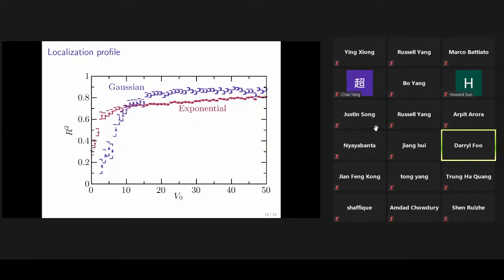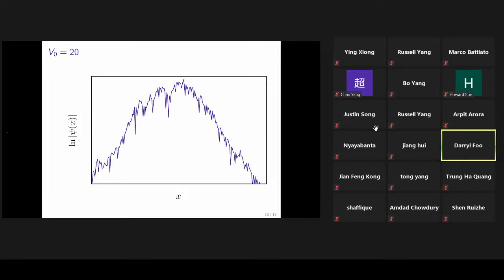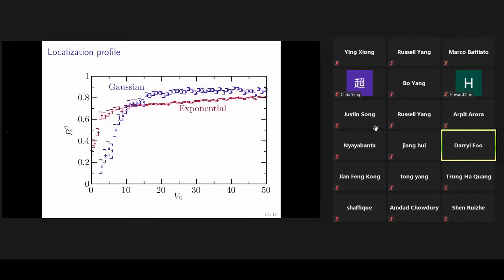So what we do then is this is for a single disorder configuration. We perform this exact analysis many times with many different disorder configurations. And every single time, we try to fit it to either a downwards parabola or a downwards absolute value function. From that, we obtain what's called R squared.